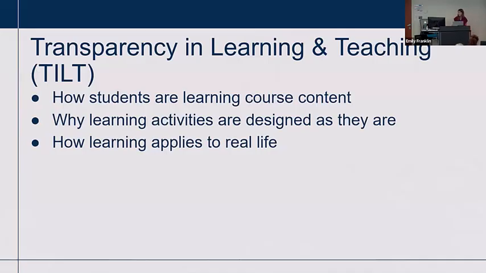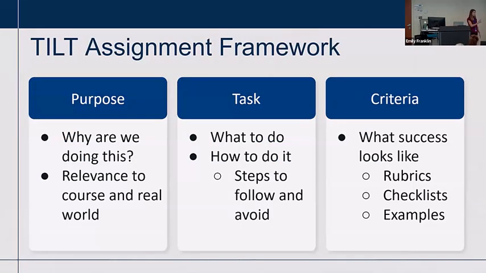So let's see, in particular, the TILT assignment framework has 3 components: purpose, task, criteria. In your assignment instructions, we want to include these 3 items. So first, purpose. Why are we doing this assignment? What relevance does it have to this course or to the real world? Other contexts. So hopefully that shows the value to students of why am I doing this? That might be a question, and it might be obvious to you, but not them, of why are we actually doing this? So directly stating that, just making that a little bit clearer.